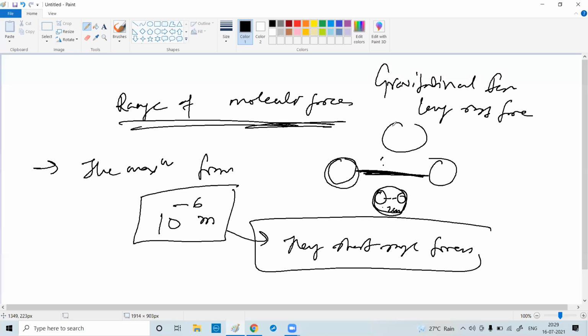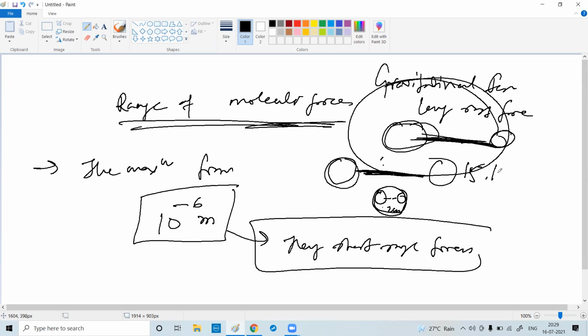That is why the gravitational force of the sun is making the earth rotate around it. And the distance between the earth and sun is 15 lakh kilometers, or 15 million kilometers, something like that. Actually 150 million, I don't remember exactly. I think 150 million kilometers.